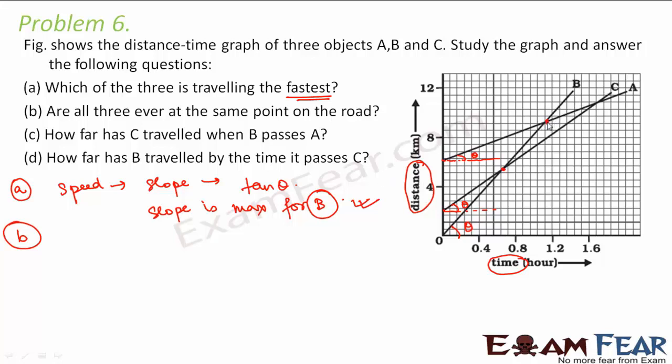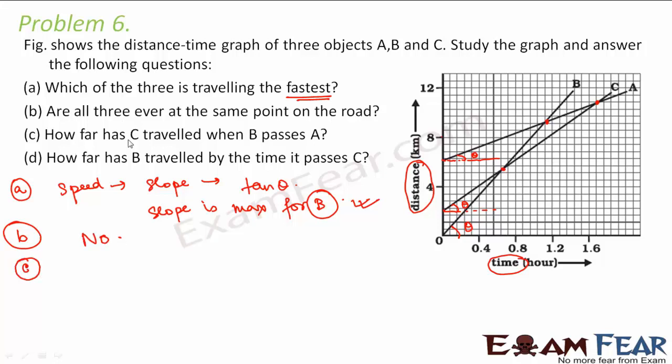But at this point of time, where is C? C is at some other position, that is at some 8 kilometers, right? Similarly, at this point, A and C are at the same point. So that means there is no such point where all of them are at the same point on the road, because in that case, there would have been a point of intersection for all the three lines. So the answer is no.